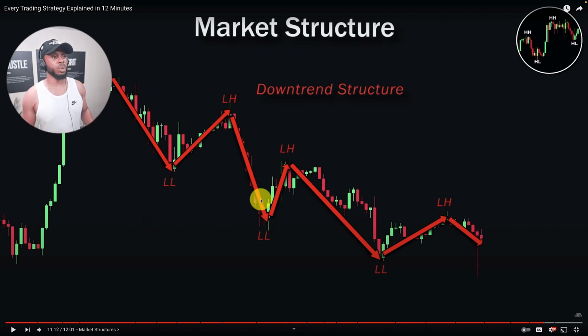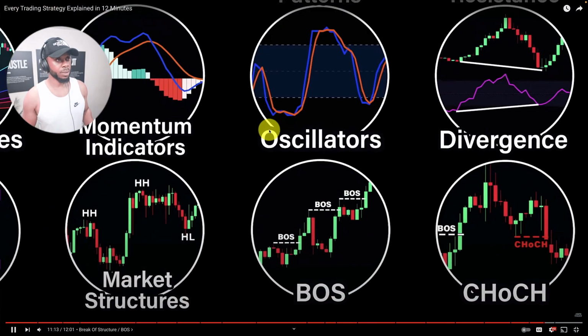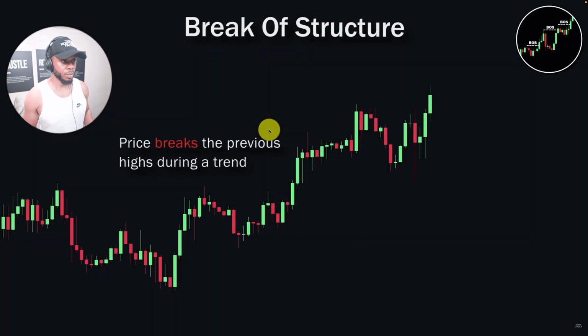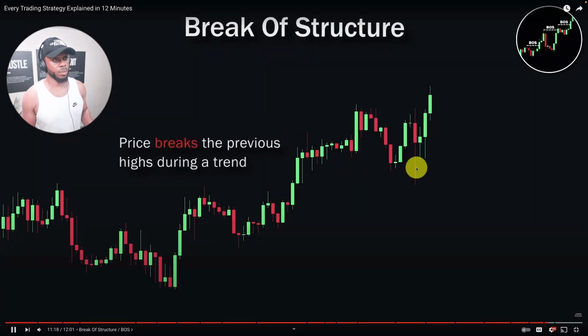Knowing this is vitally important, obviously, because it's going to help you get into the right trade and take it the right distance. This is that pure price action trading. No indicators needed, just a plain old chart and looking at simple candlesticks. Breakout structure. It is when price breaks the previous price peak during a trend.